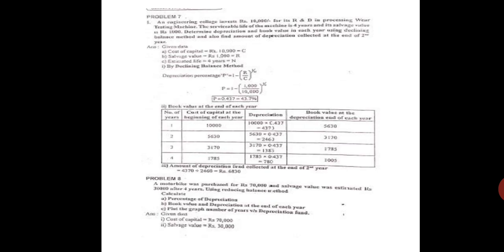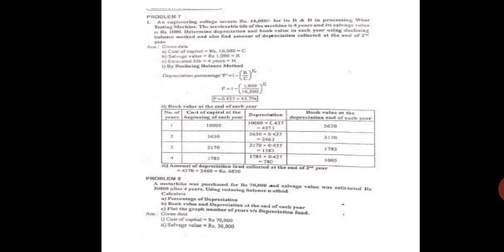So here it is very simple. Cost of the capital C is 10,000 rupees. Salvage value R is 1,000 rupees. Life N is 4 years. The formula is P is equal to 1 minus (R by C) raised to 1 by N. So substituting the values, P is equal to 1 minus (1,000 divided by 10,000) whole raised to 1 by 4. So P, the fixed percentage, what we are calling K or P here, becomes 0.437, that is 43.7 percent.